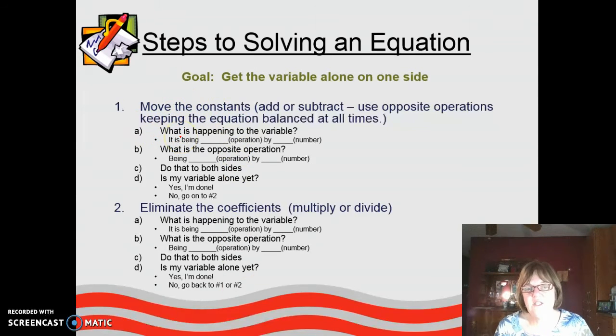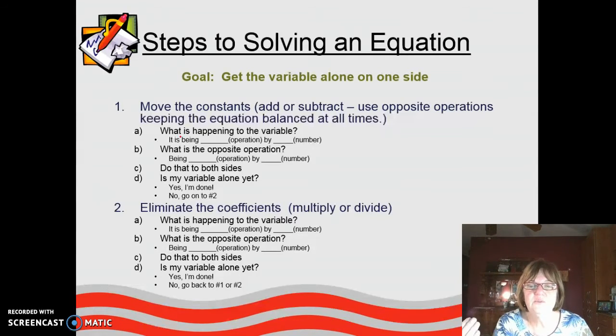When we are looking at an equation, what I want you to think of, and this is what I do for myself, is ask yourself, what's happening to that variable? And you look at it and you say, okay, it's being, let's say, added to a 3. We'll see some examples in a minute. So then I ask myself, what's the opposite of adding a 3? The opposite is subtracting 3.